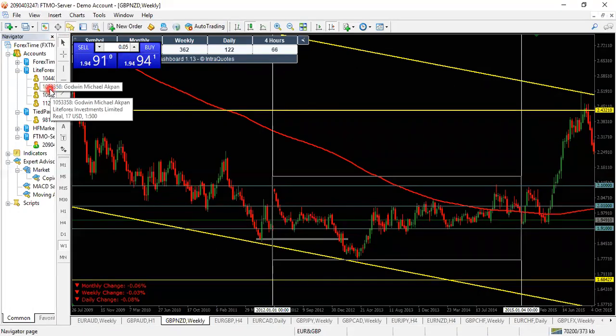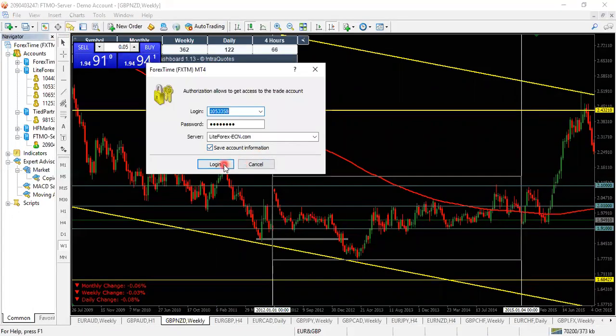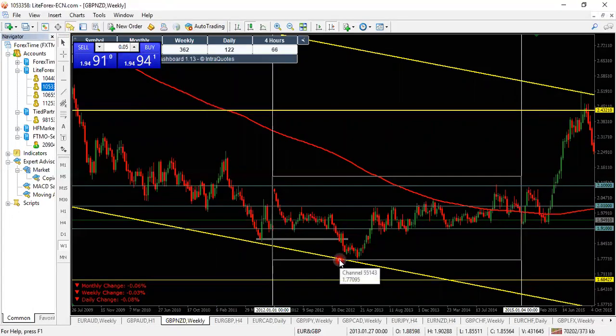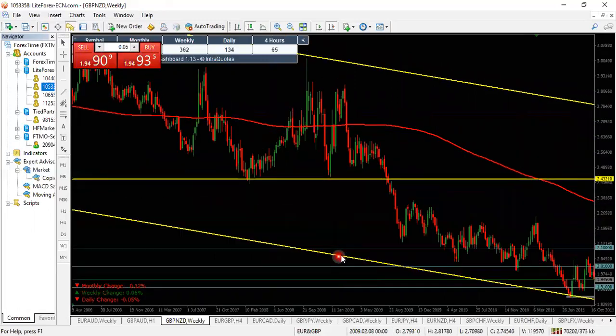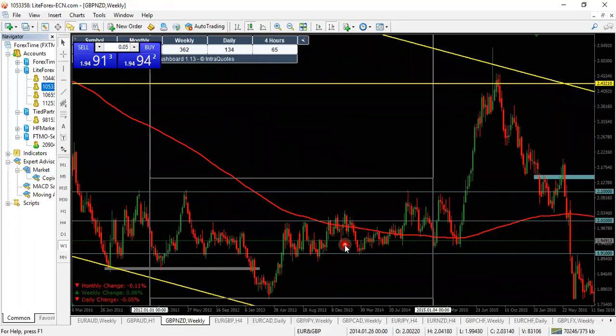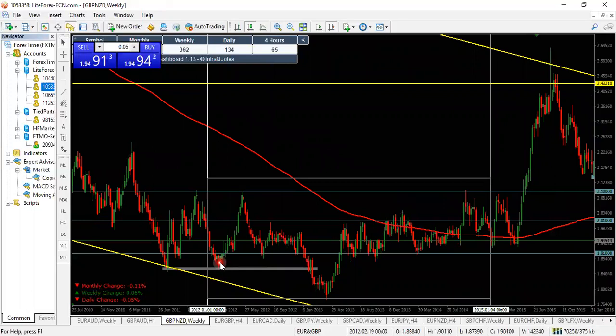Let's quickly change that. Just like that. Look at the difference. You see, with this candle here, there was rejection here. But with this, no. Observe that, guys.